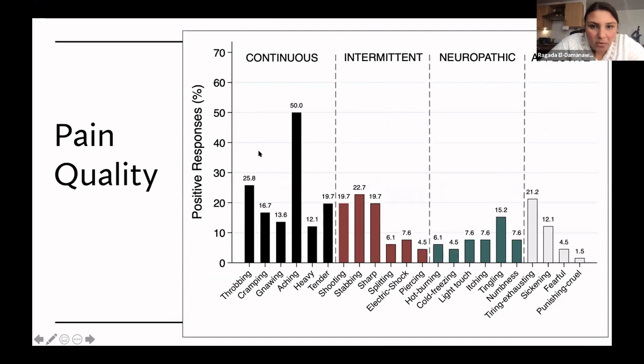In terms of pain quality, patients were asked to describe their pain using 21 descriptors, which were divided into either continuous, intermittent, neuropathic, or affective pain descriptors. So lots of people used continuous descriptors, in particular an achy type of pain. Around 20% used intermittent descriptors, but there wasn't much in the way of neuropathic descriptions of the pain.